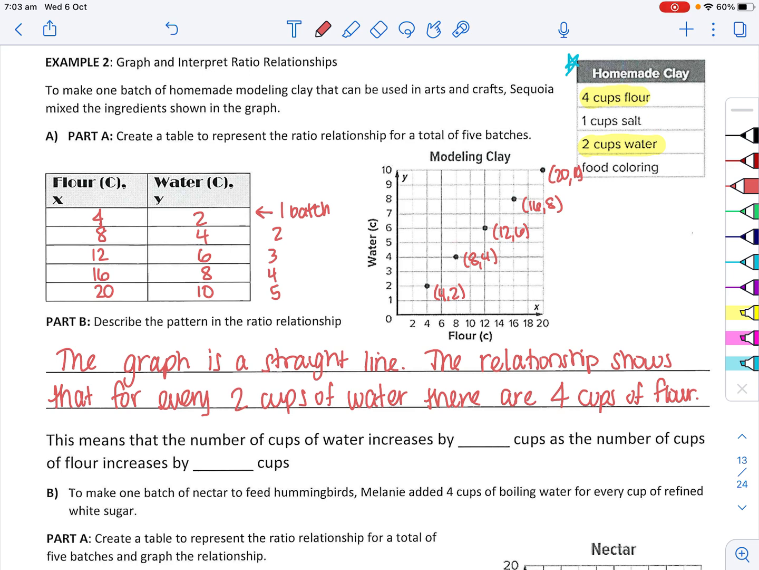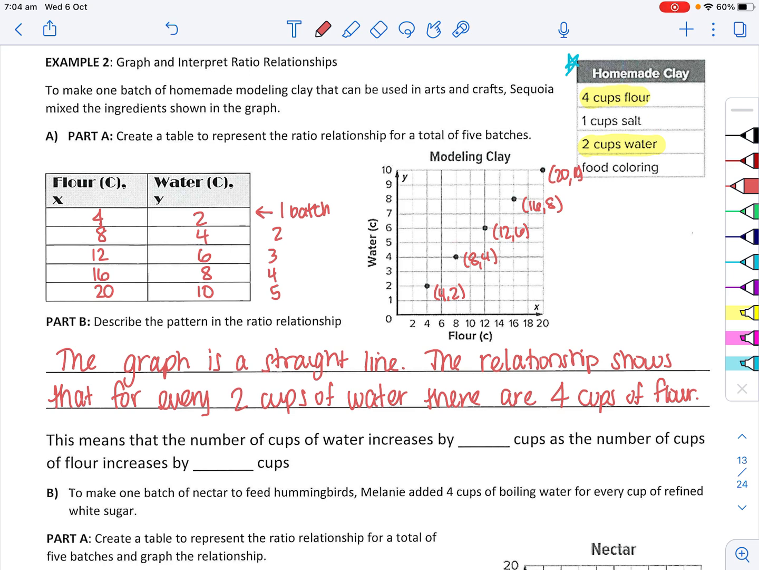The next part says this means that the number of cups of water increases by blank cups as the number of cups of flour increases by blank cups. So you can see that I have it in the correct order with water first and then flour.